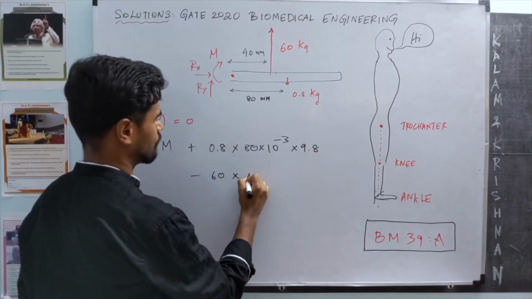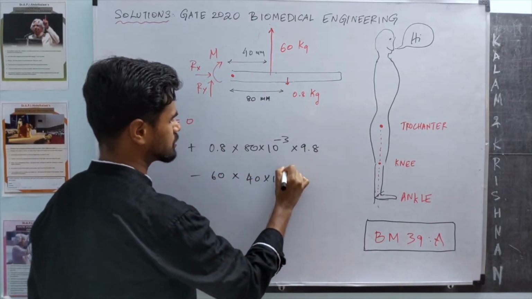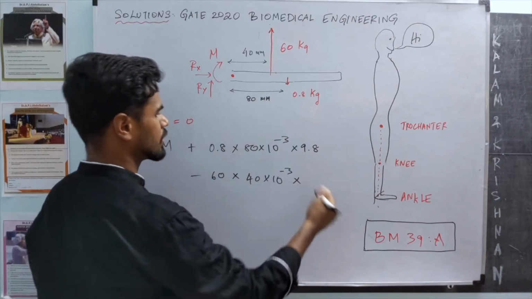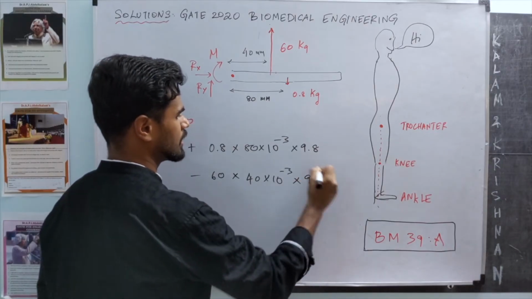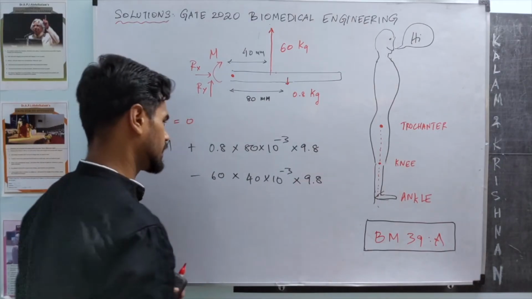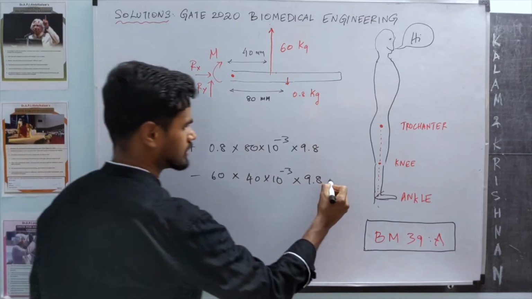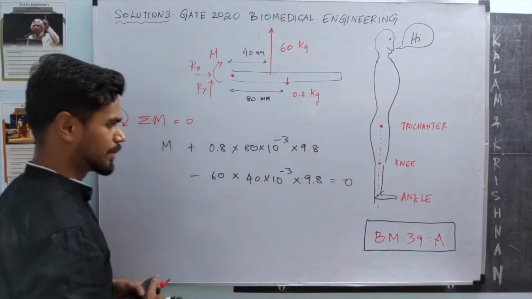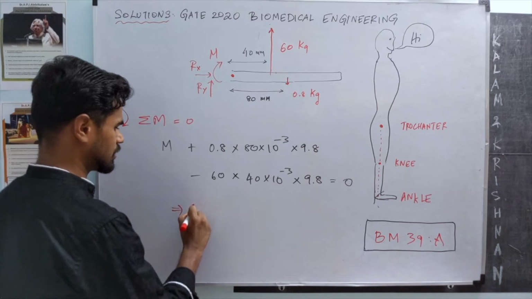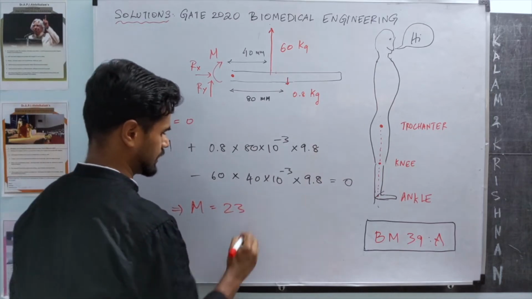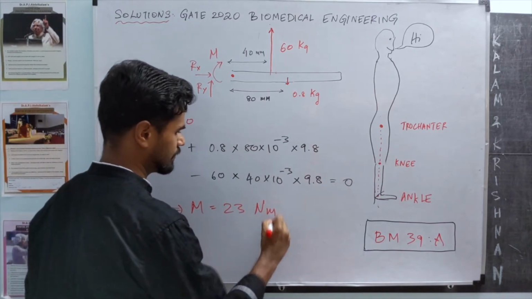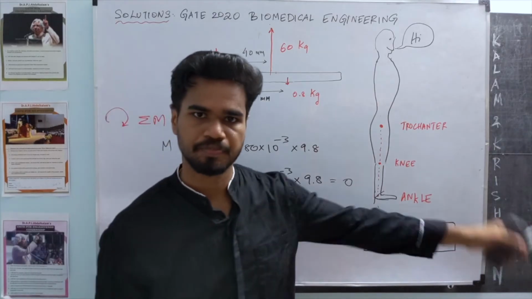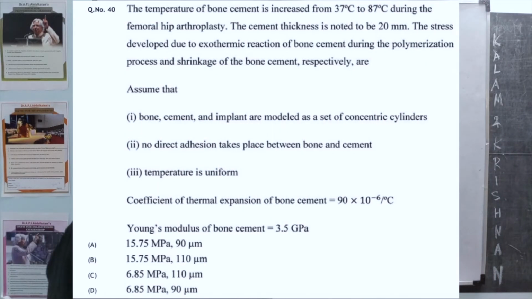60 into 40 into 10 power minus 3, it's momentum, times, of course, to convert it into force, you multiply by acceleration due to gravity, 9.8, okay? And this should be 0 because of moment equilibrium, and this implies the moment is 23 Newton meter, which is option A. Question 40. Temperature of bone cement is increased from 37 to 87 degrees during femoral hip arthroplasty.